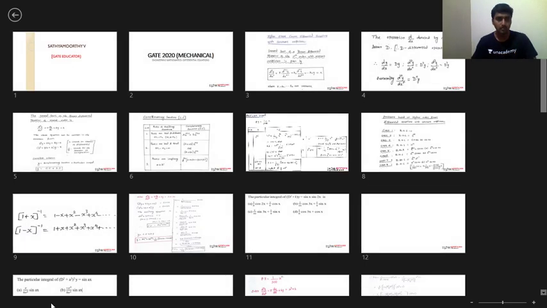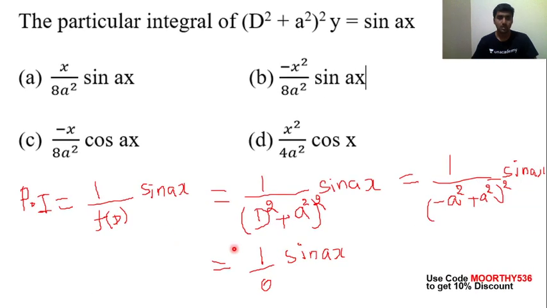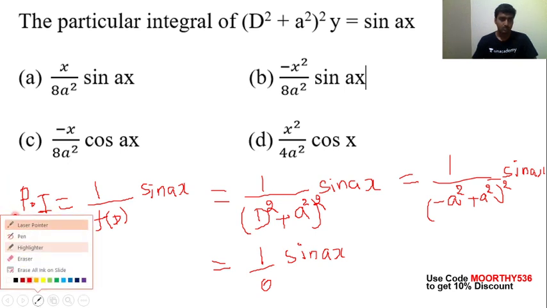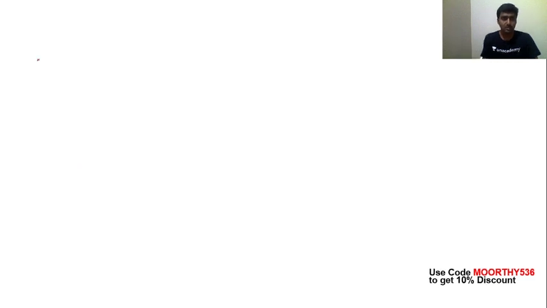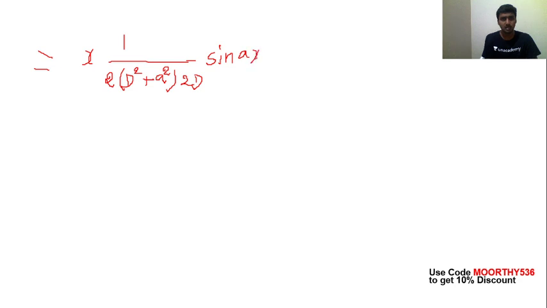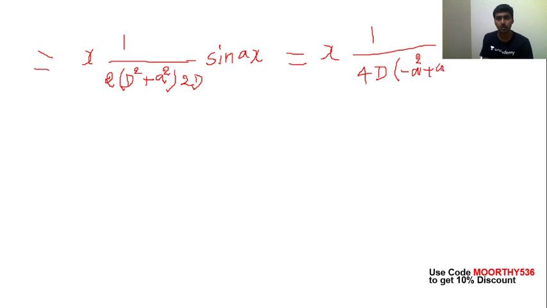Coming to the problem, first we have to multiply x. We are multiplying x in the numerator, x into 1 divided by, and we have to differentiate. So D square plus a square, the whole square, becomes 2 into D square plus a square into, again differentiating the D square one time, 2D, sin ax. Again the same procedure, we replace the denominator D square by minus a square. Again x into 1 divided by 4D into minus a square plus a square into sin ax.